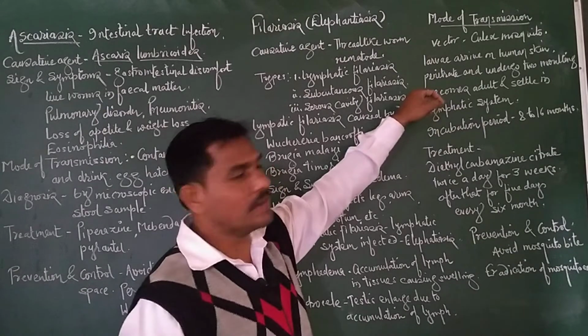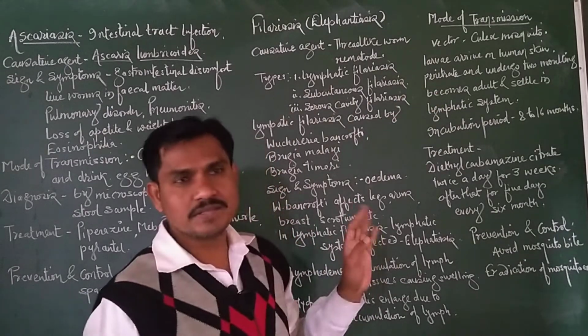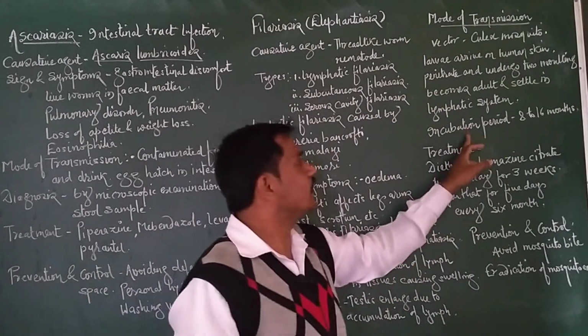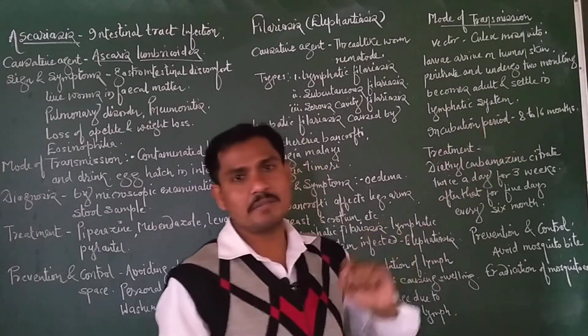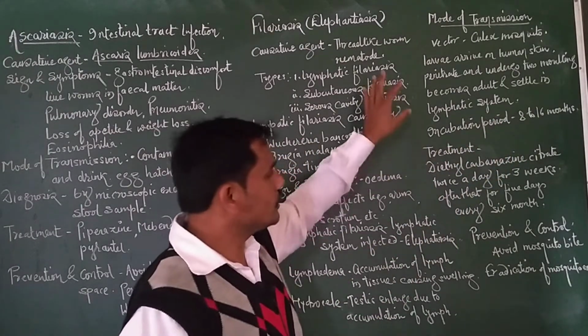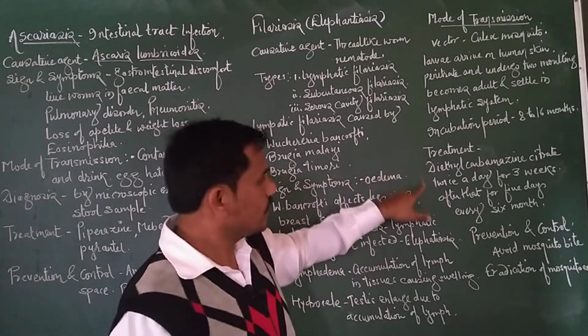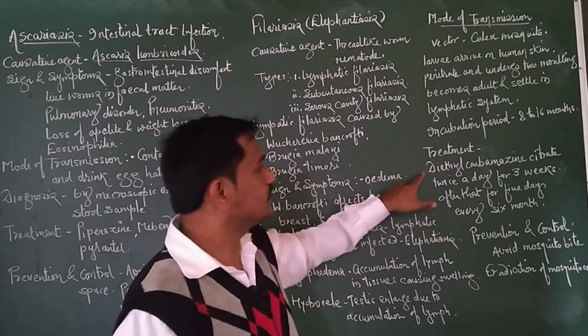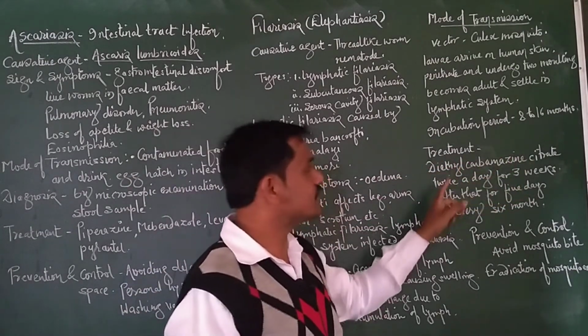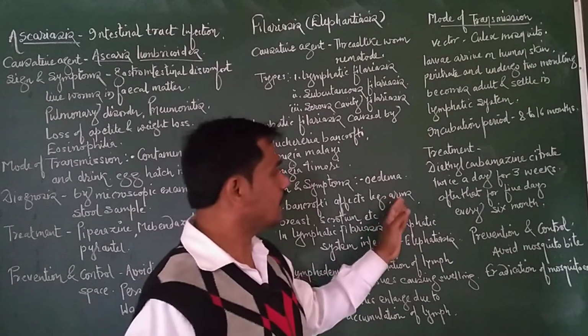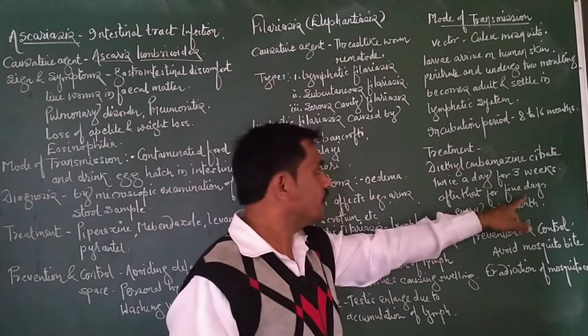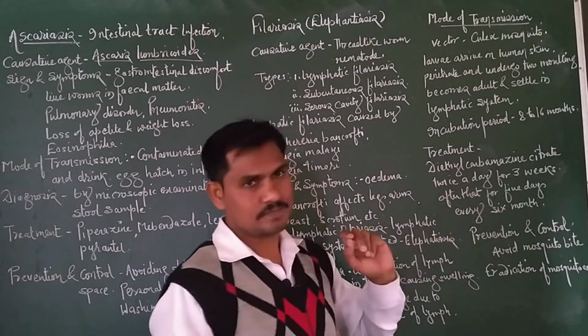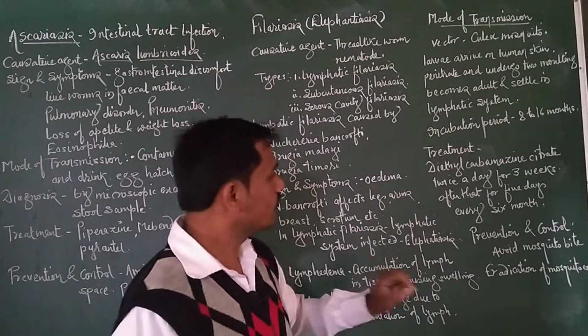The duration between infection and the appearance of symptoms is called the incubation period, and here it is 8 to 16 months. Treatment: how do we treat this disease? Diethylcarbamazine citrate is used twice a day for 3 weeks, and after that for 5 days every 6 months.